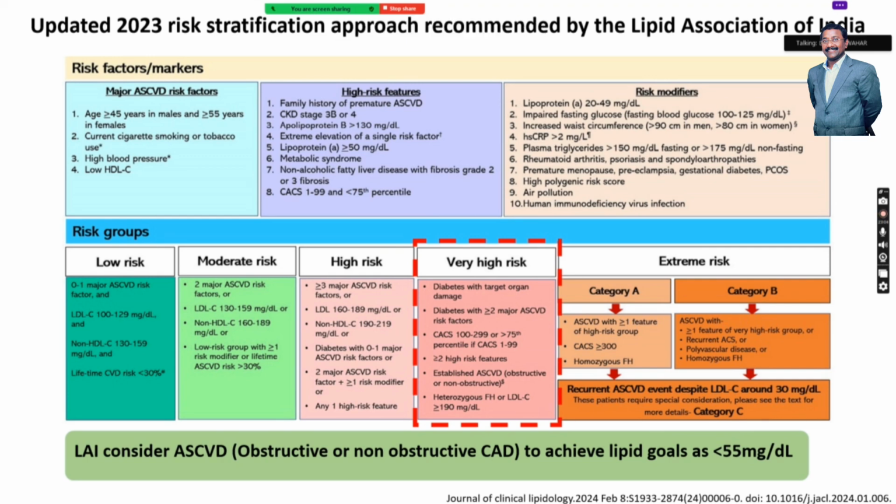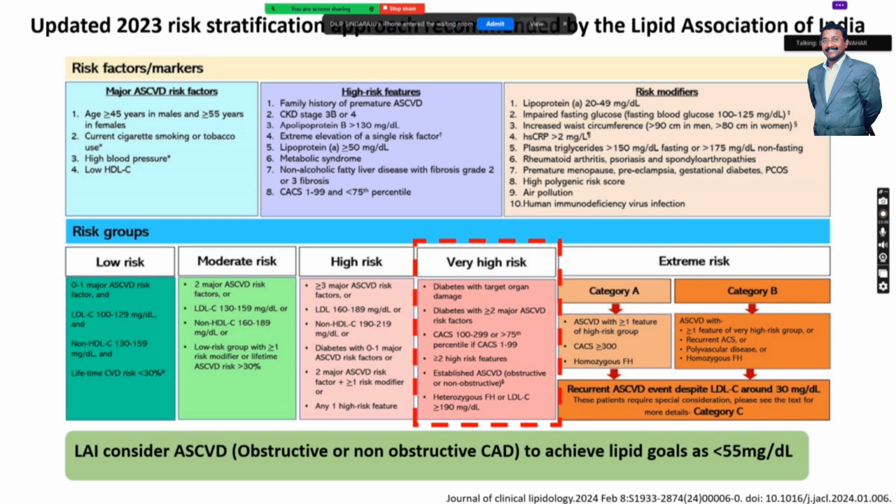So these are the very high risk individuals. Consider atherosclerotic cardiovascular disease to achieve lipid goals of less than 55. This is the most important take-home point. When you are thinking of a patient with atherosclerotic cardiovascular disease, definitely our goal should be less than 55. Even in some populations, even reaching 30 is needed. It is very difficult to reach those goals with only statin therapy, but you need combination drugs, both statins and non-statins, to reach these goals.